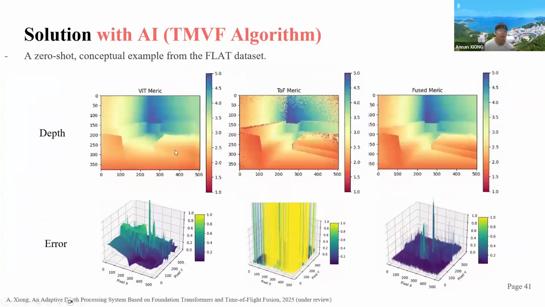Let's look at the examples and you will understand. Here shows a zero-shot conceptual example from the FLAT dataset. This is the MDE model output, this is the ToF output, and this is the final fusion output. As you can see, the error for the MDE map is not large for every pixel, but it occurs at every place. For the ToF, there are many clean places, but also many places with larger noise. After our fusion, we do not have very large errors, and for most of the places, the error is small. This is our idea.